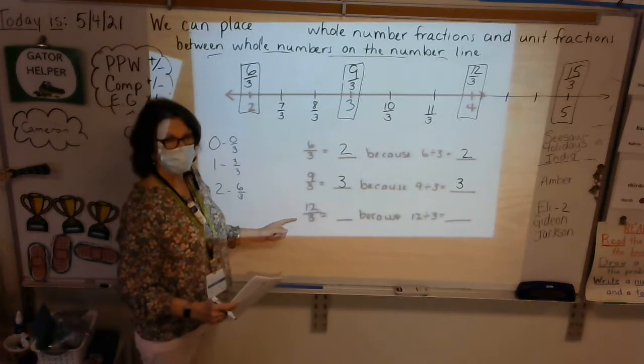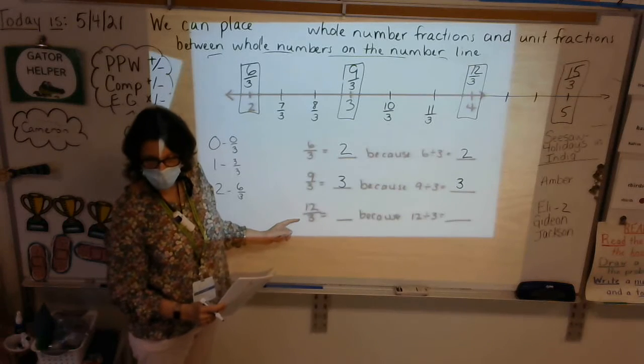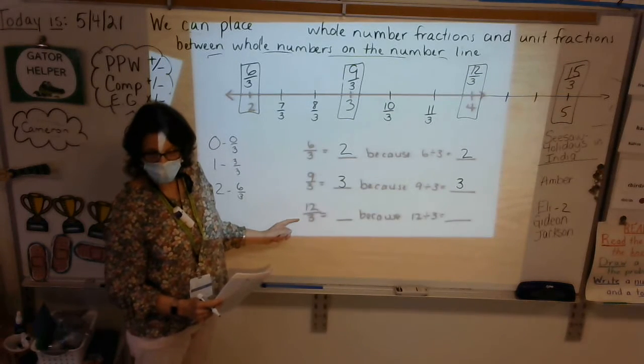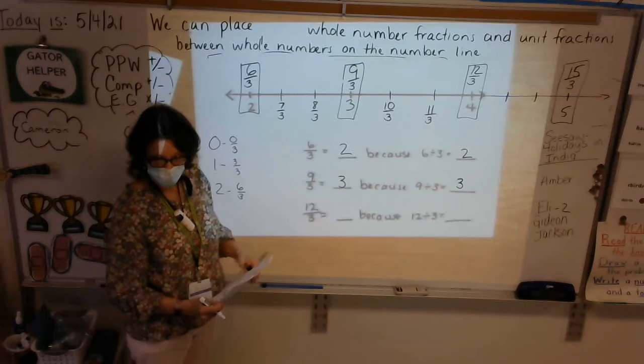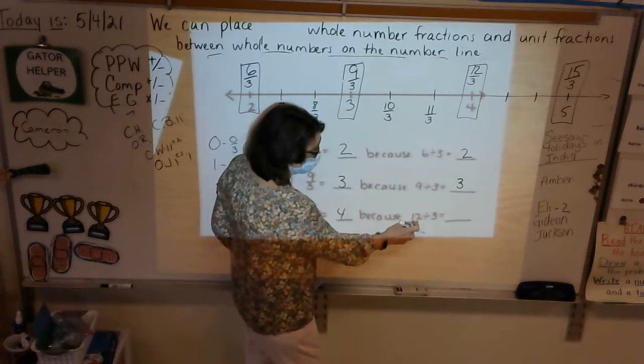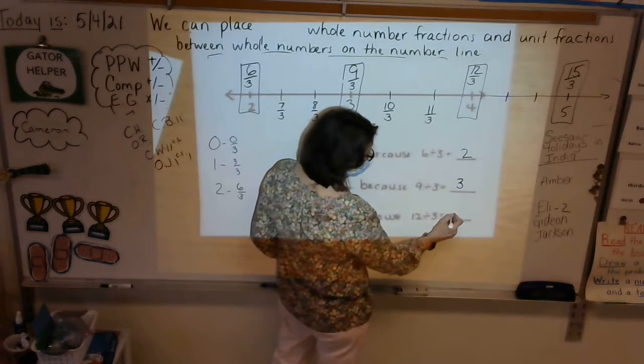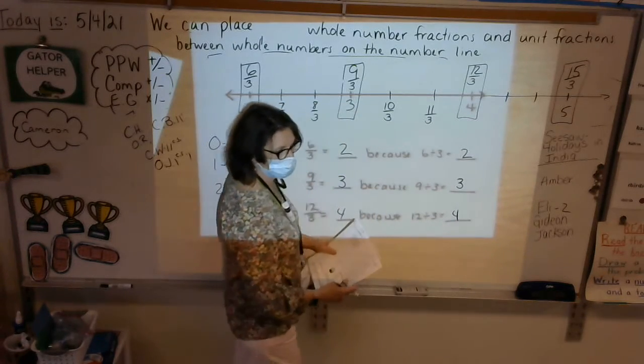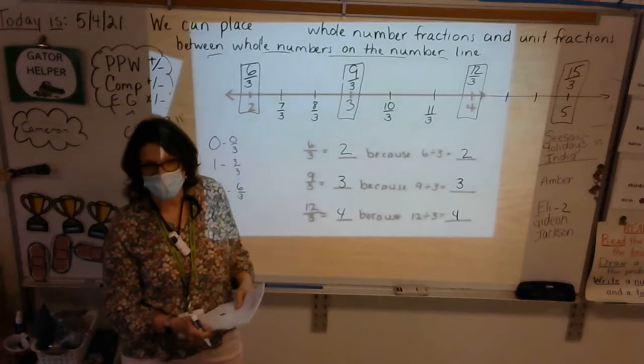Okay, last one. 12/3. Find 12/3 on your number line, Jackson. What whole number is there? 4. And we know that because, read me the division sentence, bud. 12 divided by 3 equals 4. That really is our lesson in a nutshell.